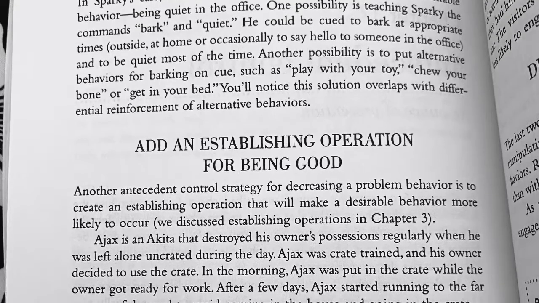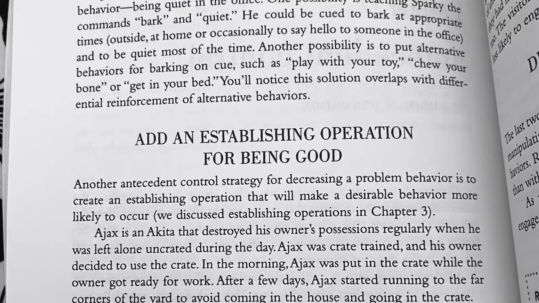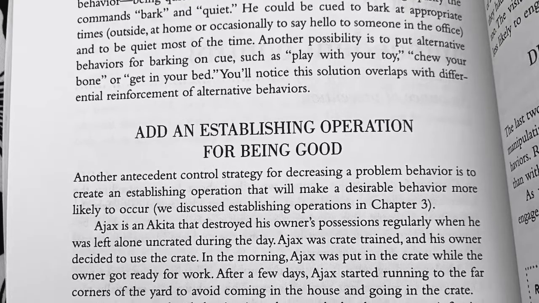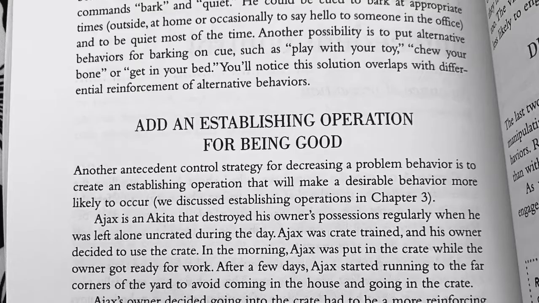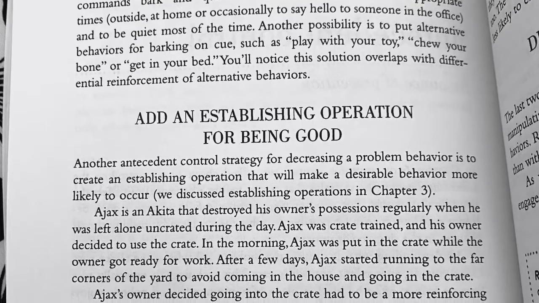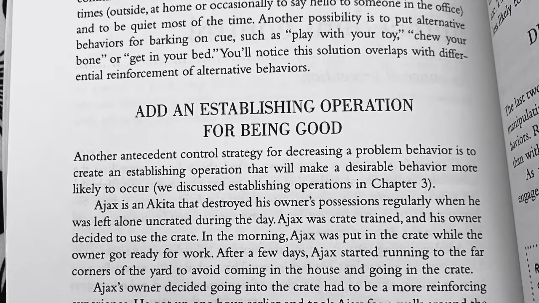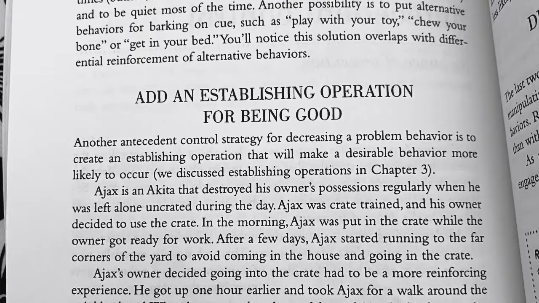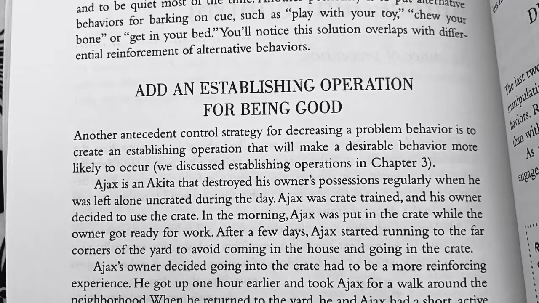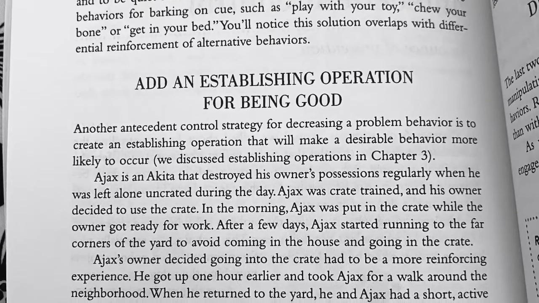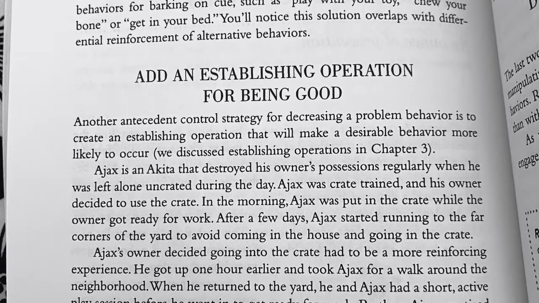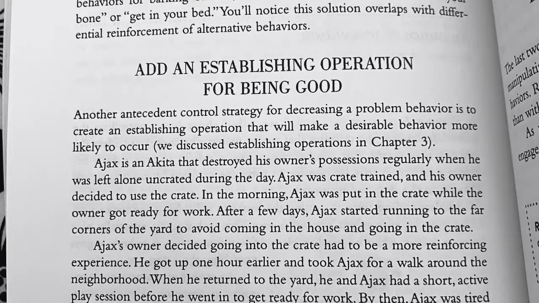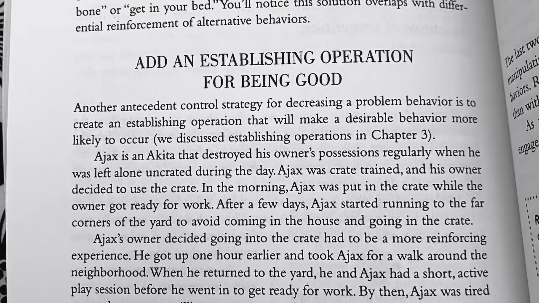Add an establishing operation for being good. Another antecedent control strategy for decreasing a problem behavior is to create an establishing operation that will make a desirable behavior more likely to occur. We discussed establishing operations in Chapter 3. Ajax is an Akita that destroyed his owner's possessions regularly when he was left alone uncrated during the day. Ajax was crate trained and his owner decided to use the crate.